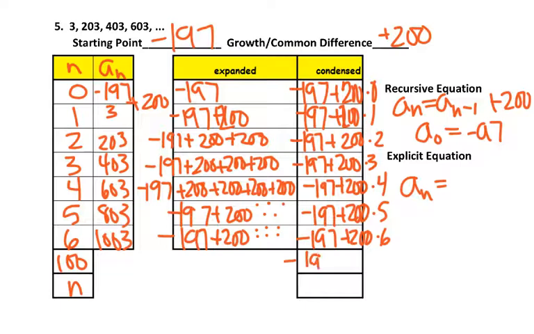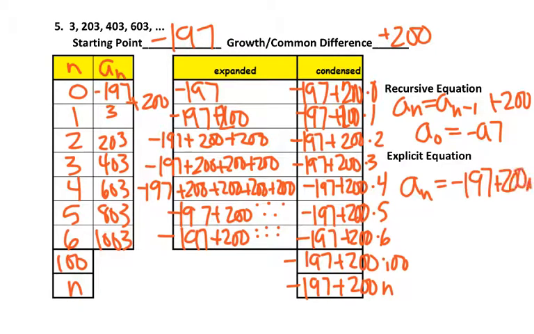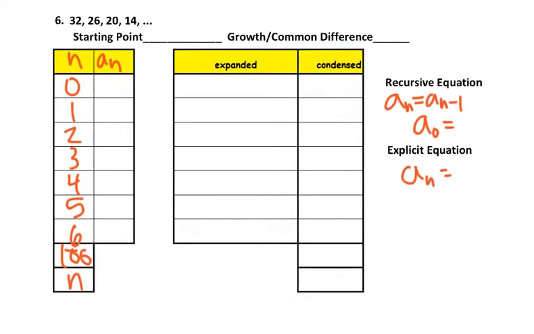So this one, negative 197 plus 200, and we times it by 100. That'll be a big number, right? And for our explicit equation, we get that. So negative 197 plus 200 times n. And that's what it should have looked like for number 5. Okay. Number 6, same idea.